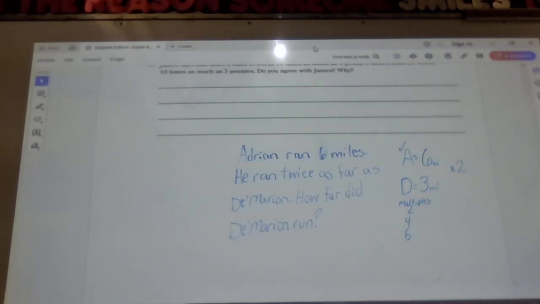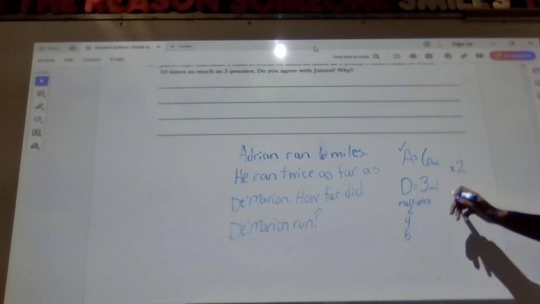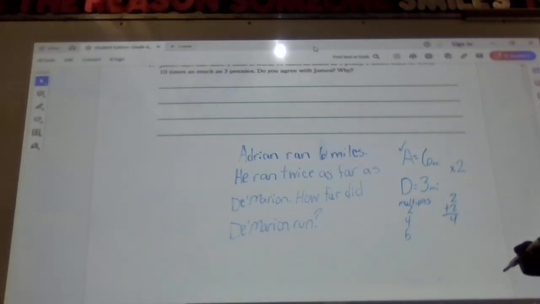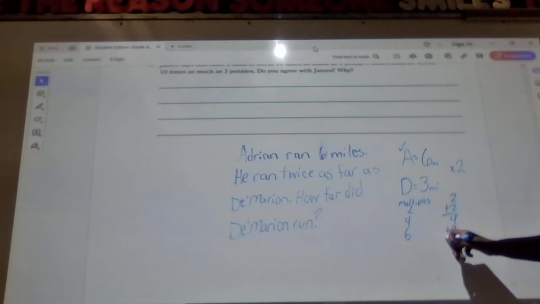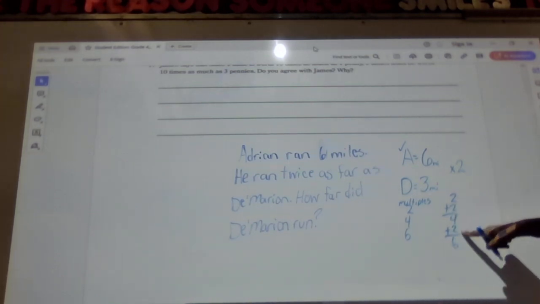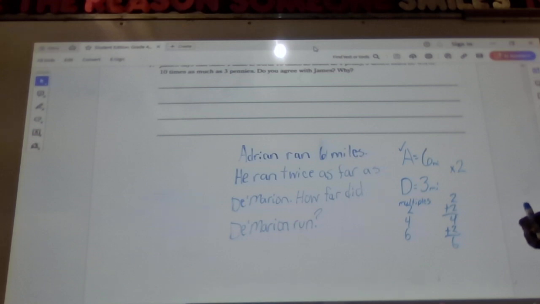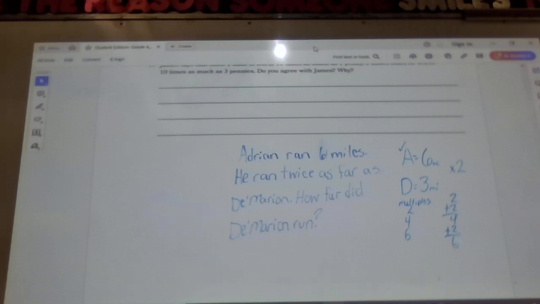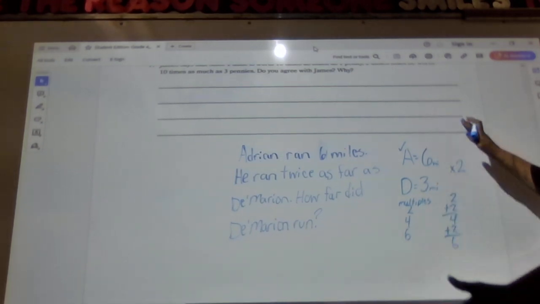Another strategy would be, let me add 2 until I get to 6. Well, I know 2 plus 2 is 4, plus another 2, I get 6. How many times did I add 2? 1, 2, 3. That's another way of getting it. And so Demarion ran 3 miles.